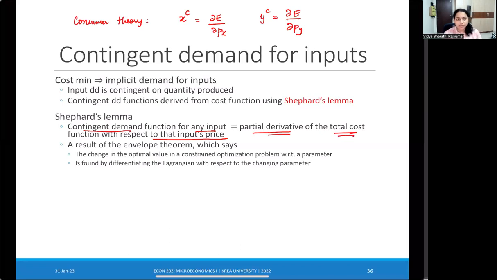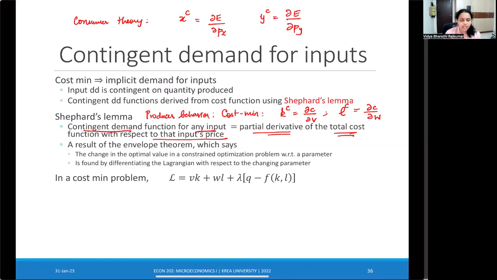And what are we going to do here in producer theory? So producer behavior with cost minimization: KC is just going to be the derivative of the cost function with respect to its price. LC is just going to be the derivative of the cost function with respect to its price. So this result actually comes from the envelope theorem, which we spoke about very briefly. And I'm not going to get into the details here, but I just want to draw your attention to the result that Shephard's lemma gives us.